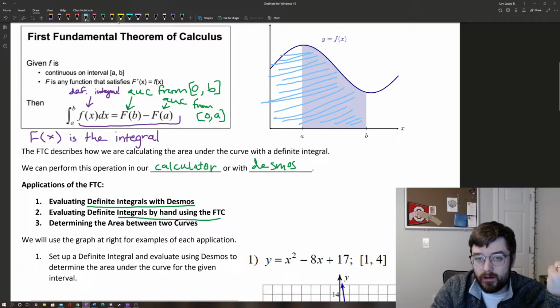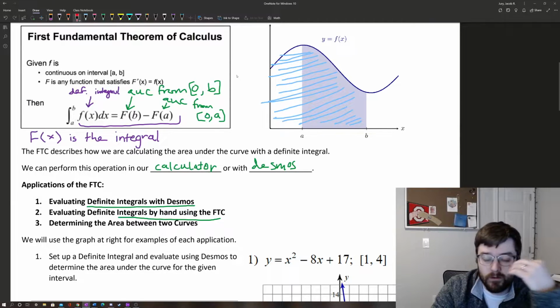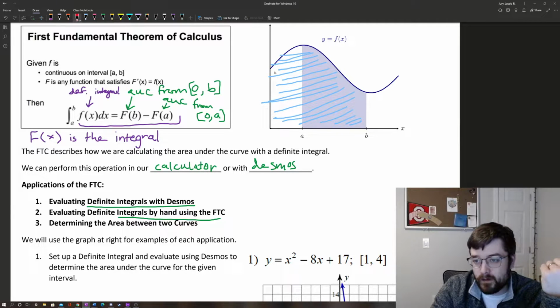And then we can find that with the definite or indefinite integrals. And then we can subtract off the area under the curve from 0 to a. So we would just subtract off this bit underneath the curve. And this works for any curve.